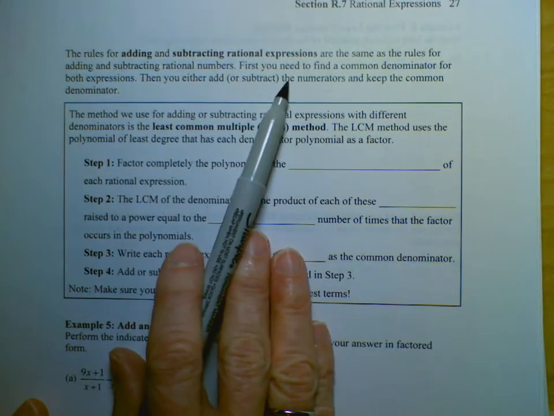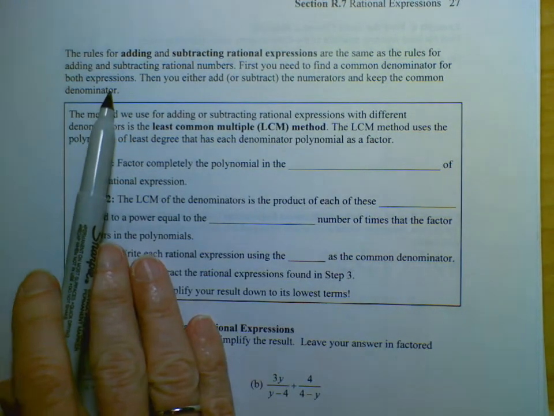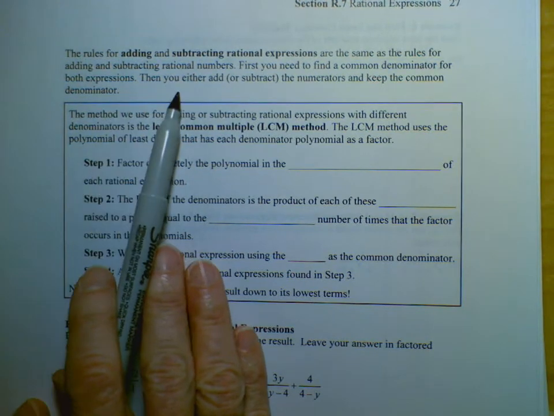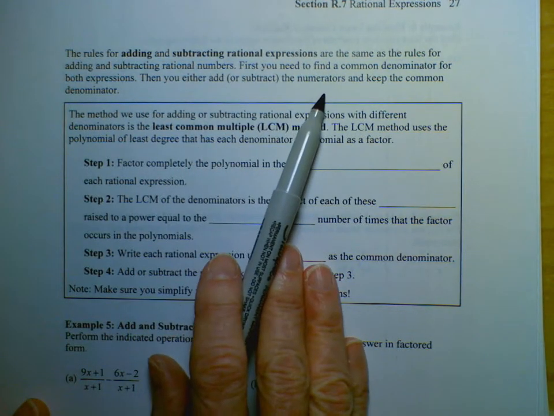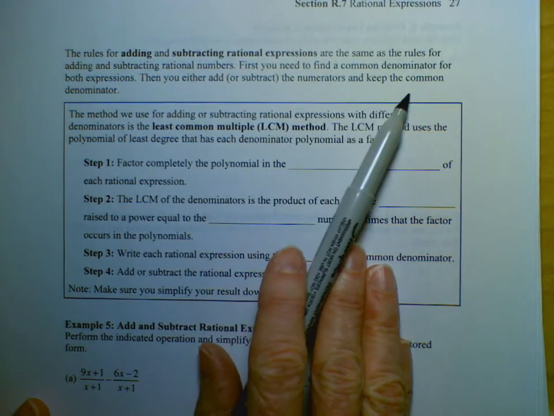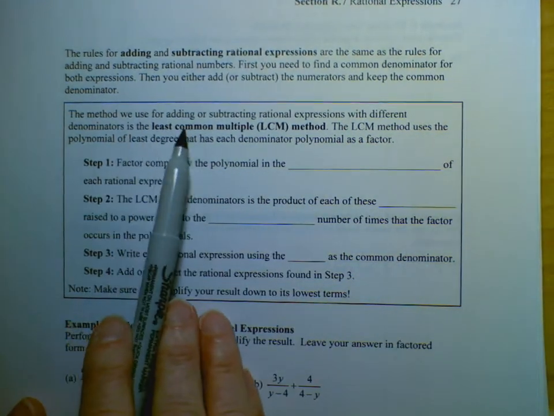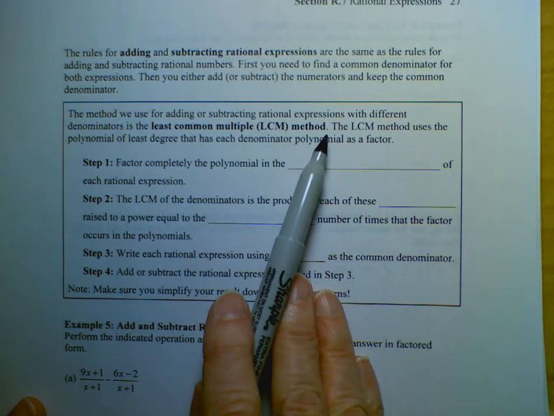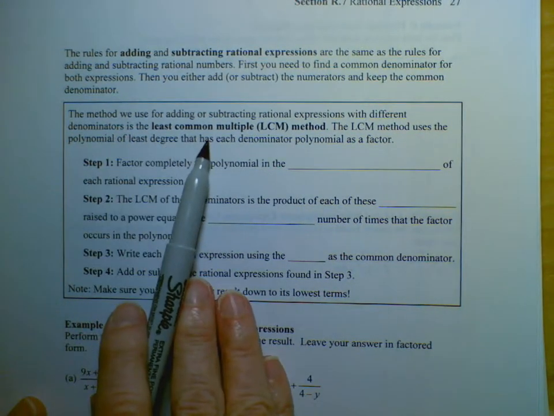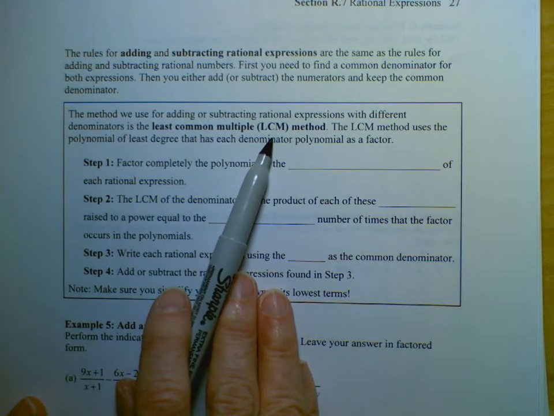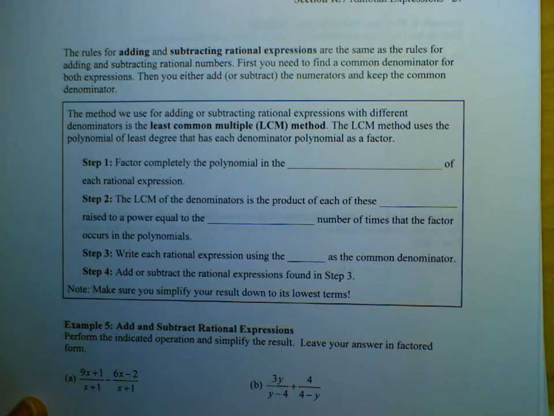fractions. First, you need to find the common denominator for both expressions. Then, you either add or subtract the numerators and keep the common denominator, just like fractions. The method we will use for adding and subtracting rational expressions with different denominators is called the least common multiple method. The least common multiple method uses the polynomial of least degree that has each denominator polynomial as a factor.